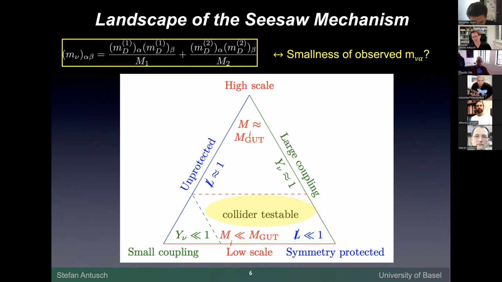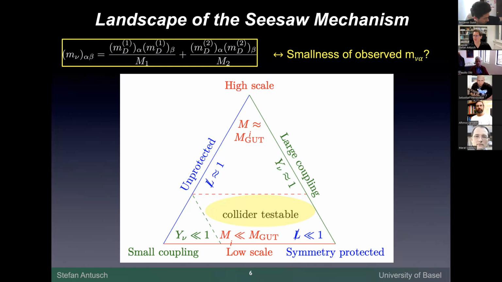And on the opposite side, you have the low scale seesaw models where you're at much lower energies. This is the lower baseline of this triangle, more or less. Now the other limit on the left side is the small coupling regime of the seesaw mechanism. So you have Yukawa couplings much smaller than 1. Then you explain the smallness of the neutrino mass matrix by having a small numerator in both of these terms: small Yukawa couplings giving you small Dirac mass contributions. This is one possibility. But again, these couplings would be so small that you cannot really produce them effectively at colliders, and this is also very difficult to test.